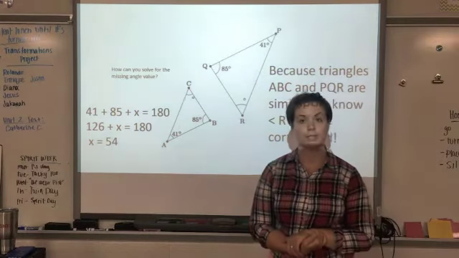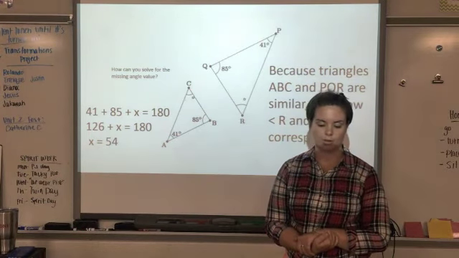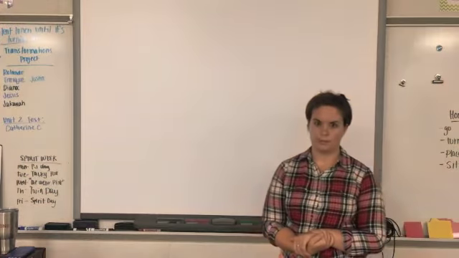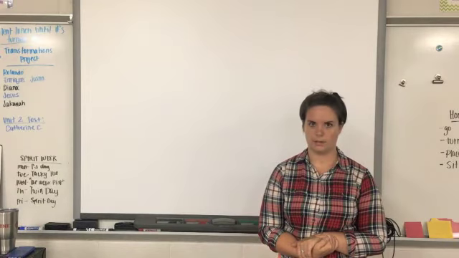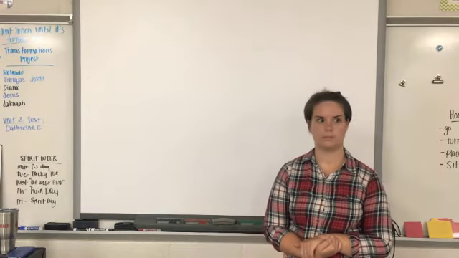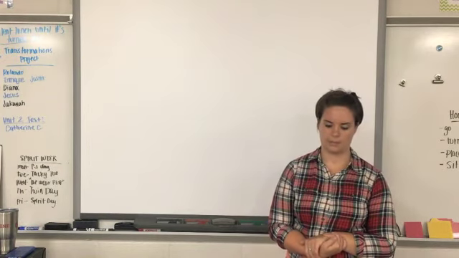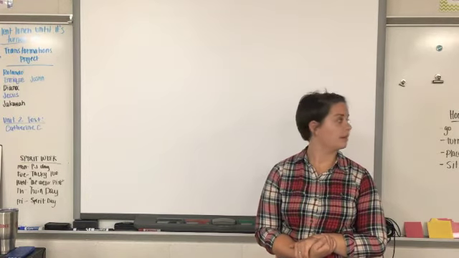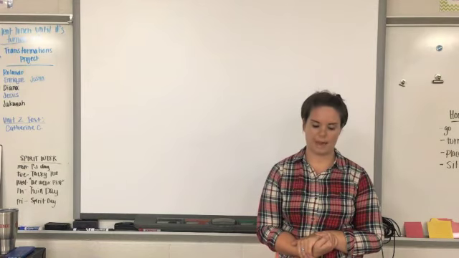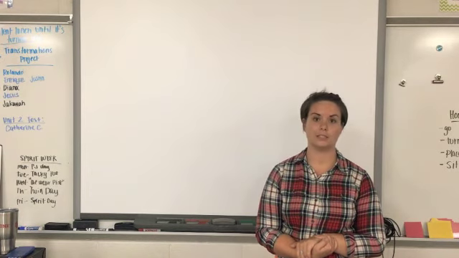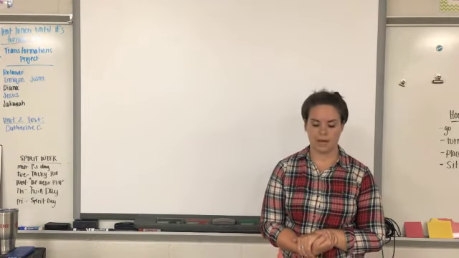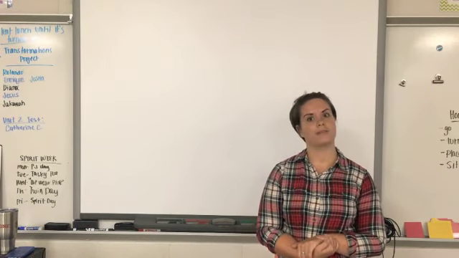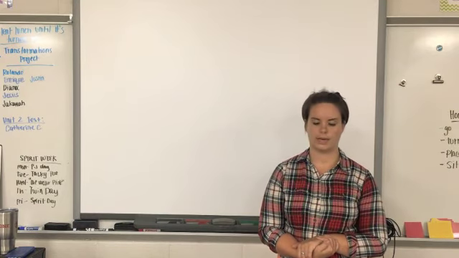So, I want you to now try this. Say you have a triangle DEF and a triangle JKL, and they are similar. Okay, they are similar. They have corresponding parts. If D is 45 degrees and F is 75 degrees, I need you to find the value of E. I also want you to think, if you find the value of E, can you find the value of K? Okay, so go ahead and try.